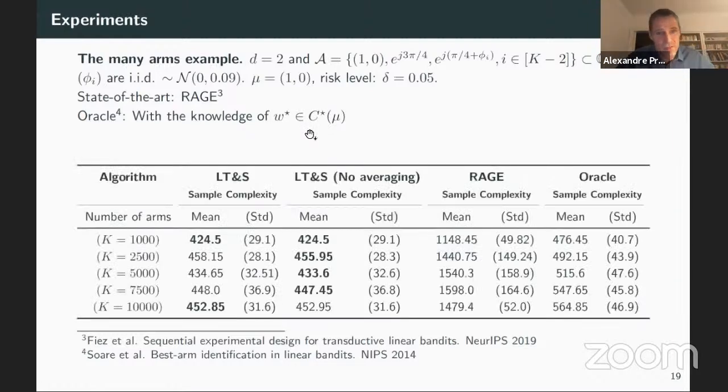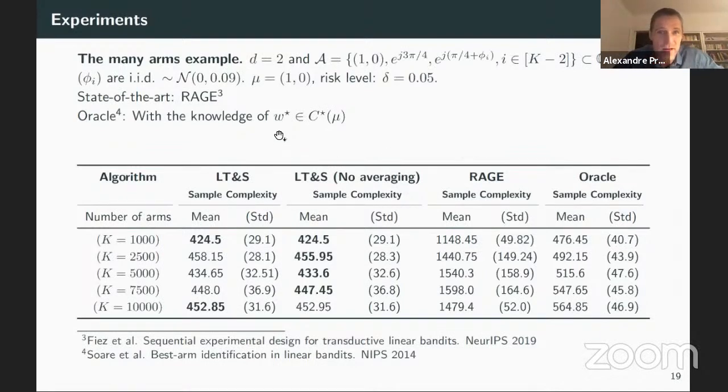And here are the results. The first four columns correspond to our algorithm, and we have the mean sample complexity here. And you see that we are really outperforming the state of the art algorithm, but also the oracle.